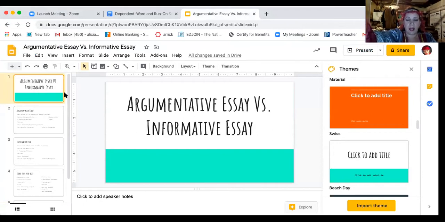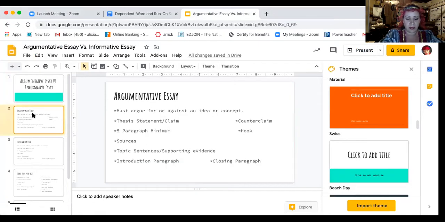So let's talk about argumentative essay versus informative essay. And I know some of you have turned them in, which I appreciate. So all the ones turned in this week are going to be late, but I still want them. All right, so let's make that clear. So let's go on into argumentative essay versus informative essay.